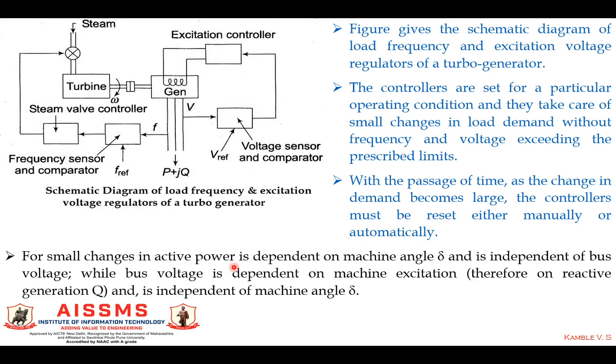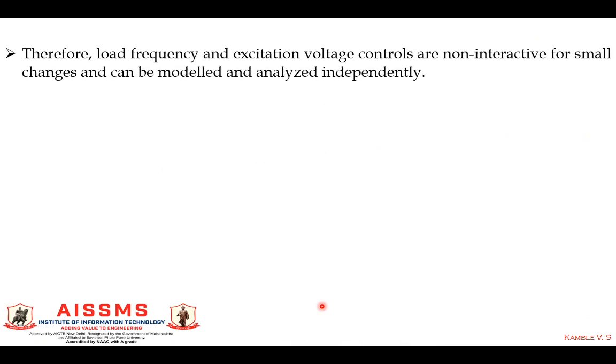The small changes in the active power do not depend upon the machine angle, and are independent of the bus voltage also. The bus voltage depends upon the machine excitation, that is, it depends upon the reactive power generation, and it does not depend upon the machine angle delta. So load frequency and excitation voltage controls are non-interactive for small changes and can be modeled and analyzed independently. That is, load frequency control is different, excitation voltage control is different. When we control the frequency, we are controlling the active power. When controlling the excitation, meaning voltage, you are controlling the reactive power.